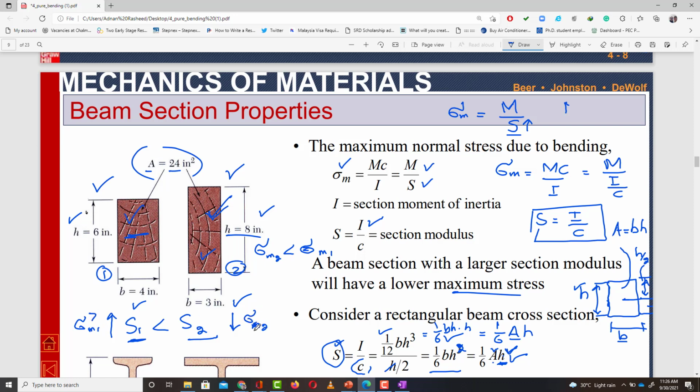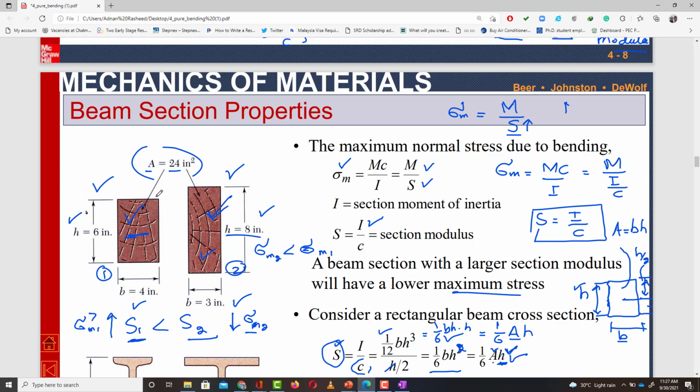Clear? Any question? So again, in short, if you conclude that, a beam with higher height will have higher section modulus. So less stresses will be generated in that beam.